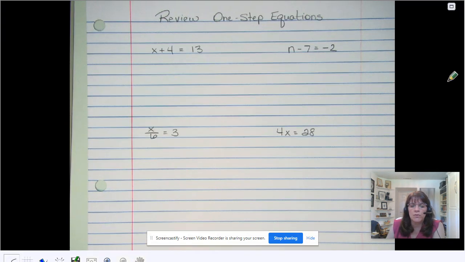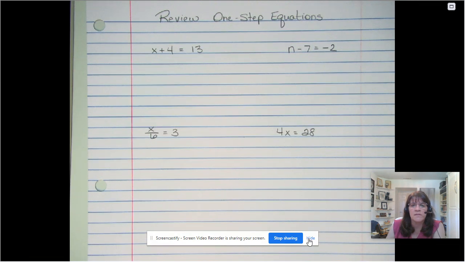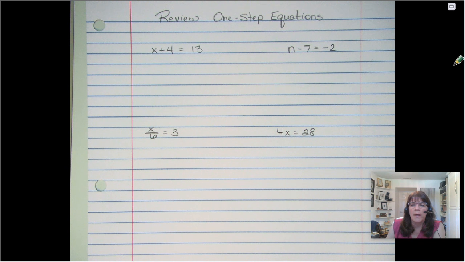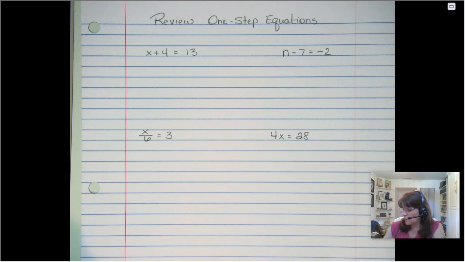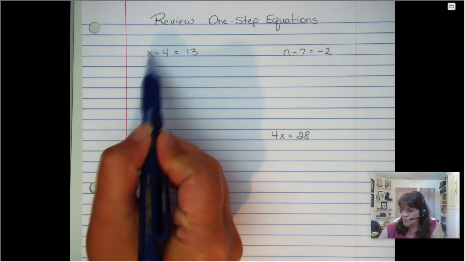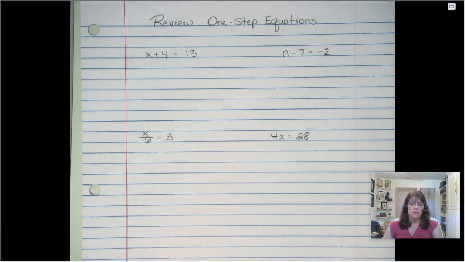I wanted to take a minute as we're starting our review and study of equations and look at one-step equations, kind of going over the basics and why we do what we do. So I have 4 one-step equations here. That means that on this side of the equal sign, there is one operation. Now, it is probably review from 6th and 7th grade to do a couple of things.